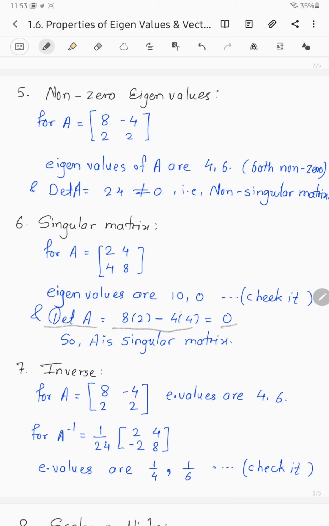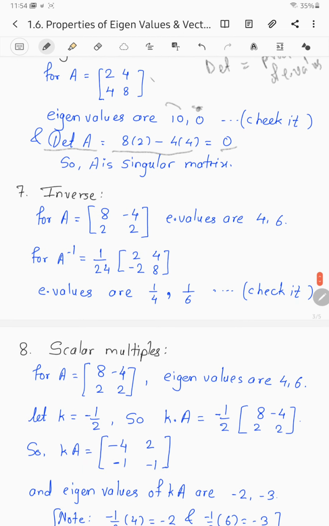Now let us find the eigenvalues. You find these eigenvalues for matrix A. Eigenvalues are 10 and 0. Now here one eigenvalue is 0. If one eigenvalue is 0, their product is 0, and we all know the determinant of a matrix is nothing but the product of eigenvalues. So A is a singular matrix.